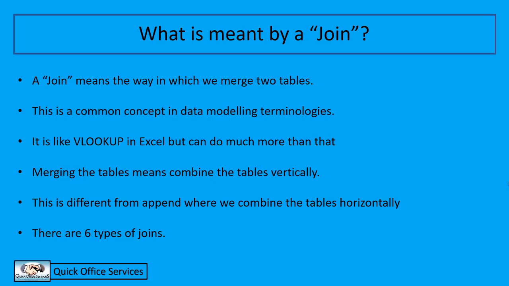If there are two or more tables and we want to merge the contents of those tables together, then we use different kinds of joins. This is a very common concept in data modeling terminology. It is like VLOOKUP in Excel, but it can do much more than that. VLOOKUP is nothing in front of join.